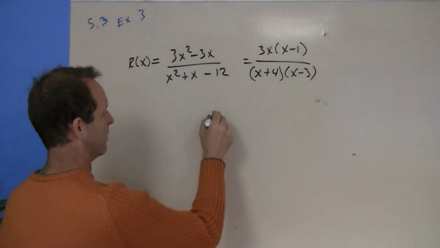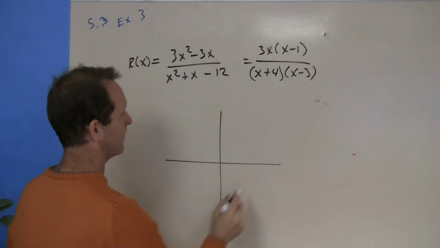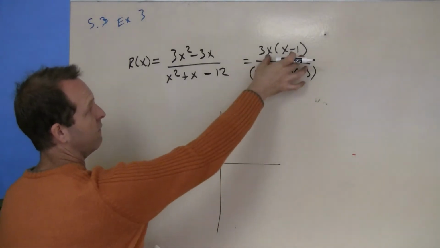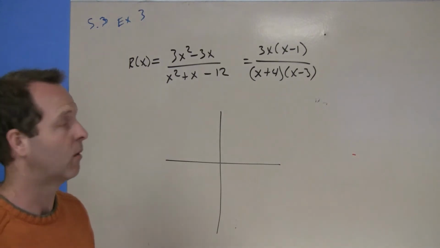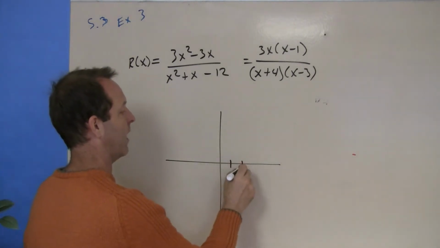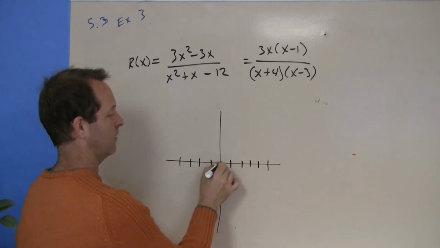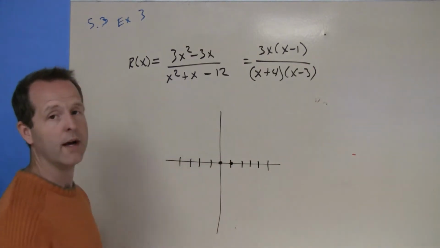One thing I'm able to determine is where are its solutions. And our solutions are when the factors in the numerator become 0. So I have solutions at the point 0 and at the point 1.